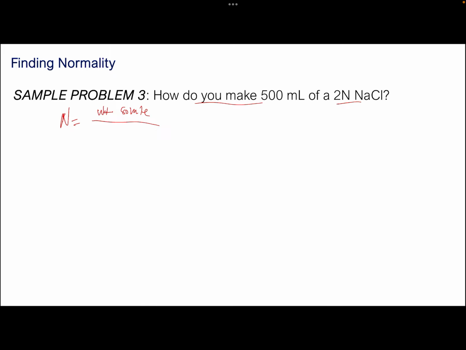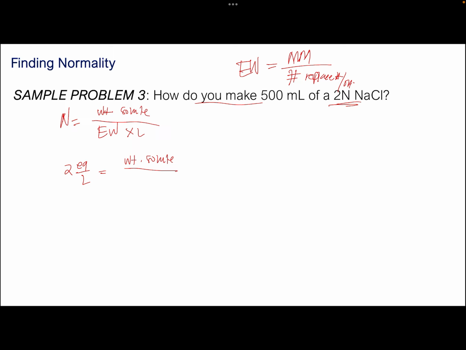So, weight of solute, EW times the liter. So, we have normality here which is 2. Normality, equivalents per liter, is equals weight of solute, that is what we will solve, divide EW. Again, EW can be calculated using the formula molar mass divide the number of replaceable H or OH.